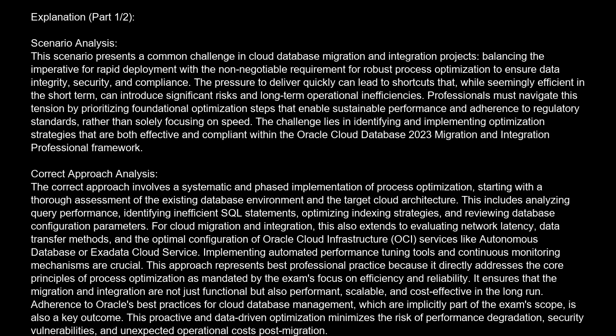Correct approach analysis. The correct approach involves a systematic and phased implementation of process optimization, starting with a thorough assessment of the existing database environment and the target cloud architecture. This includes analyzing query performance, identifying inefficient SQL statements, optimizing indexing strategies, and reviewing database configuration parameters. For cloud migration and integration, this also extends to evaluating network latency, data transfer methods, and the optimal configuration of Oracle Cloud Infrastructure.